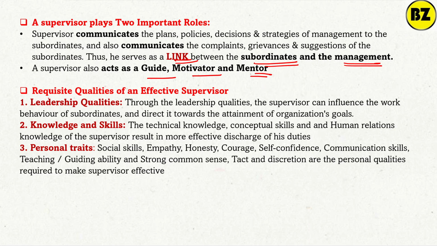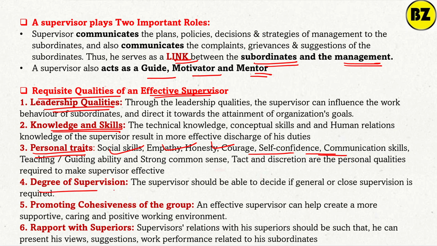Now, what are the required qualities of an effective supervisor? It is very simple. A supervisor should have leadership quality, only then will he be able to supervise the staff. He should be knowledgeable and have top skills, so that he will be the ideal leader for his subordinates. What personal traits should an effective supervisor have? Social skill, empathy, honesty, courage, self-confidence, and technical ability.